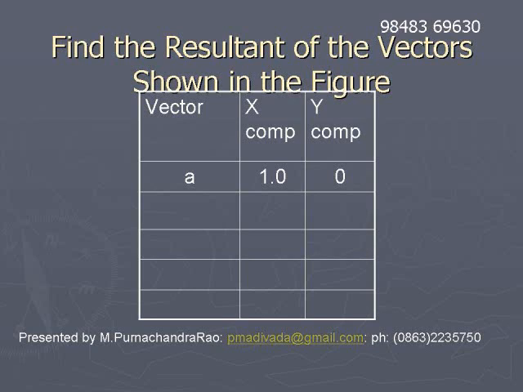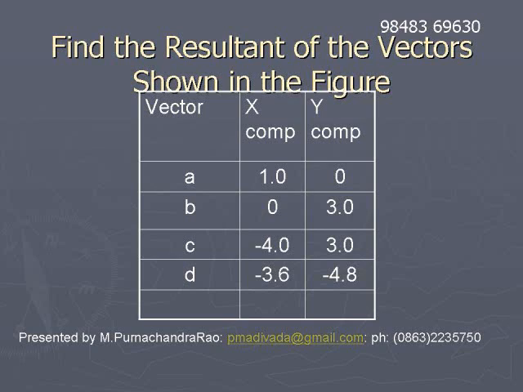The components of A: x component is 1.0, y component is 0. The components of B: x component is 0, y component is 3.0. The components of C: minus 4.0, 3.0. The components of D: x component minus 3.6, y component minus 4.8.